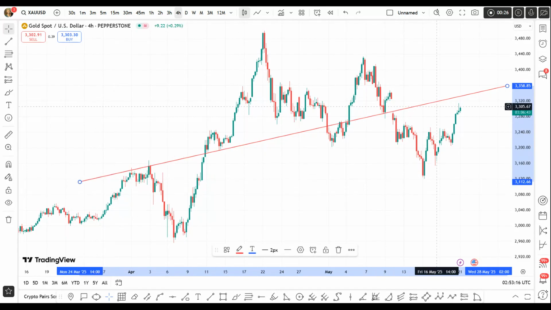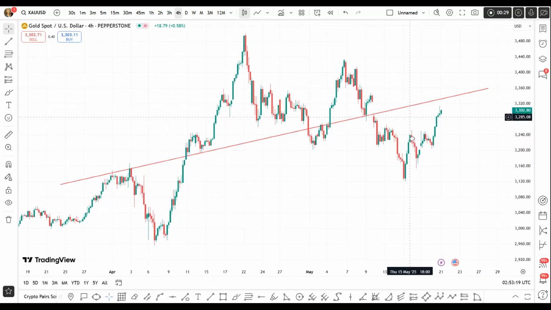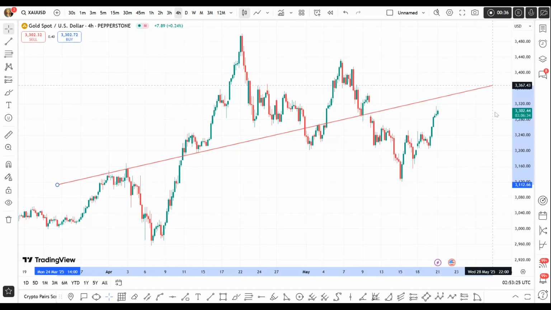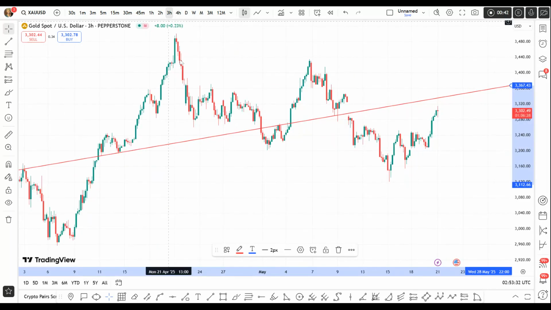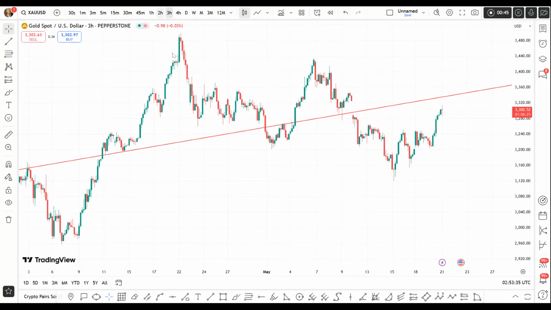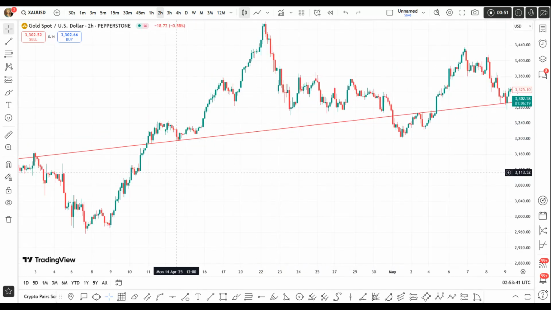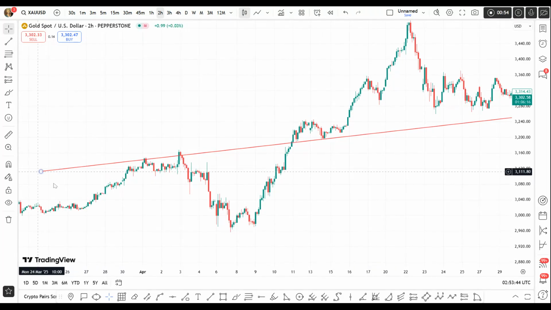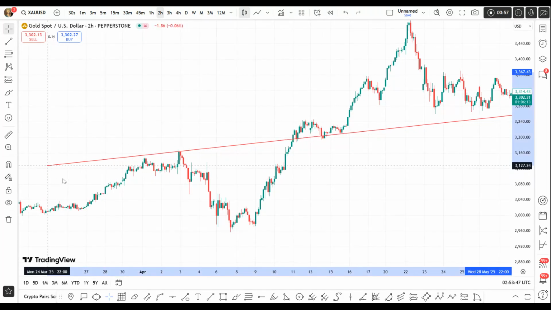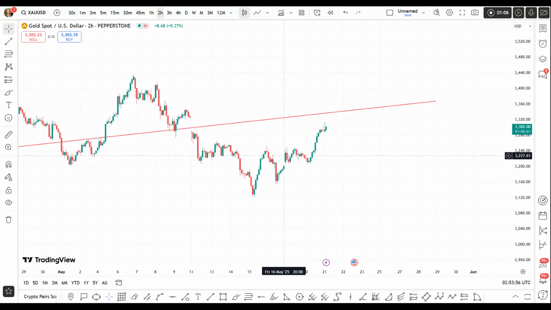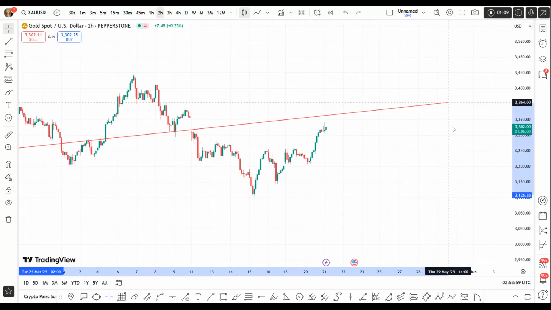So let's look at the next possible price movement, and we're going to look at it in multiple time frames. And make some adjustments.